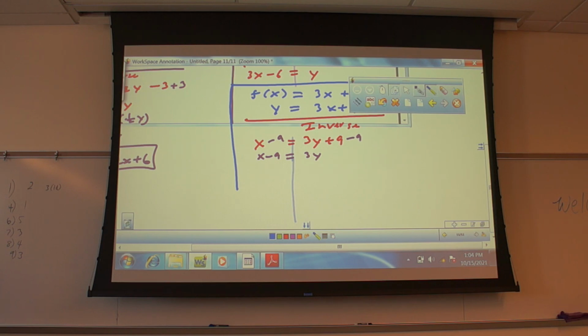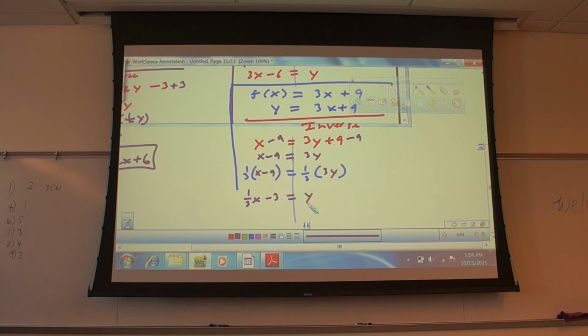All right, so I need to multiply by 1/3. So we will do 1/3 times the whole piece. So what goes inside here? X minus 9, 3y, and we get 1/3 x. Yeah, that is easier. Minus 9/3, which is 3, equals y. So my f inverse is equal to 1/3 x minus 3. Done.